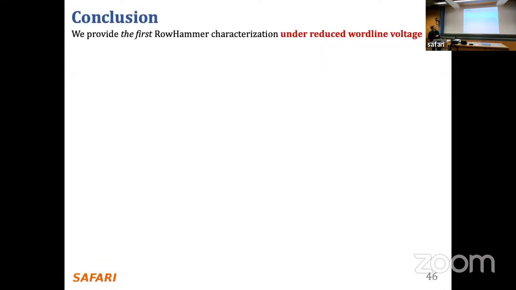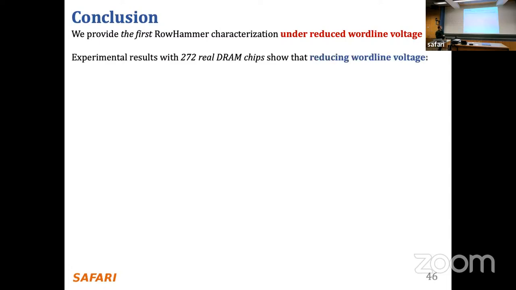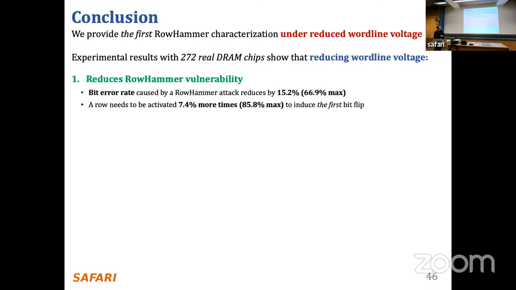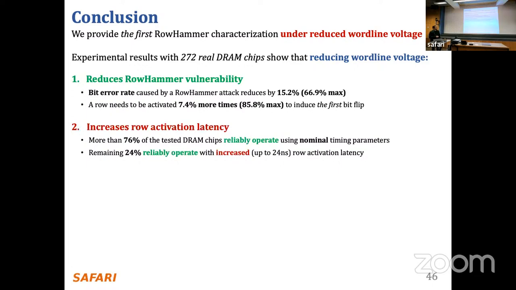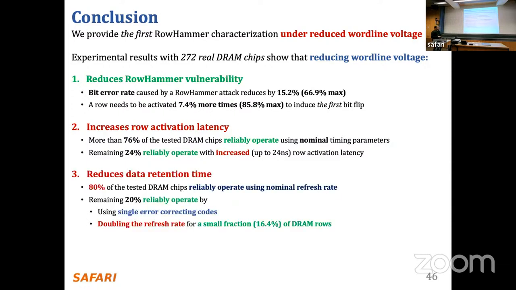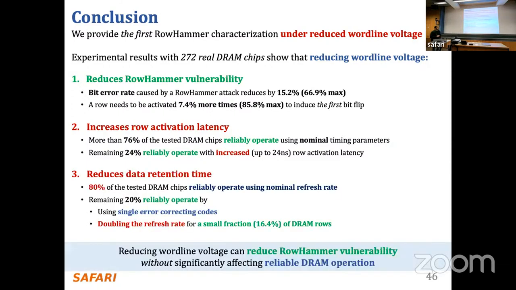To conclude, we provide the first RowHammer characterization under reduced wordline voltage in this study, and we share experimental results with 272 real DRAM chips, showing that reducing wordline voltage reduces RowHammer vulnerability. It increases row activation latency, even though that increase is okay, and reduces the data retention time, but even though we observe these, we conclude that reducing wordline voltage can reduce RowHammer vulnerability without significantly affecting reliable DRAM operation, because we already have some large guard bands to compensate for that.